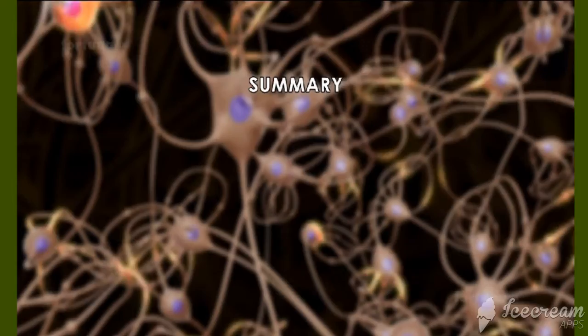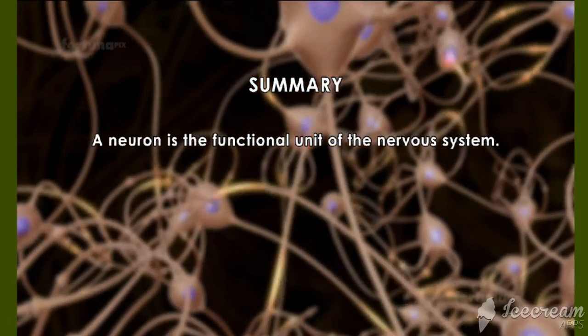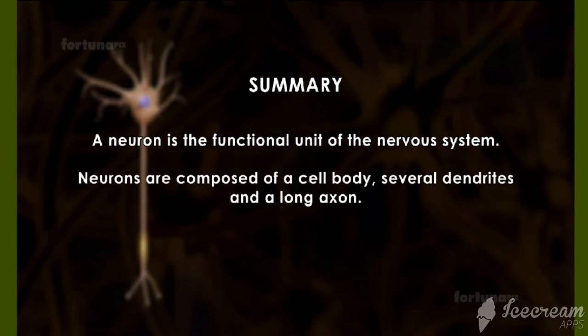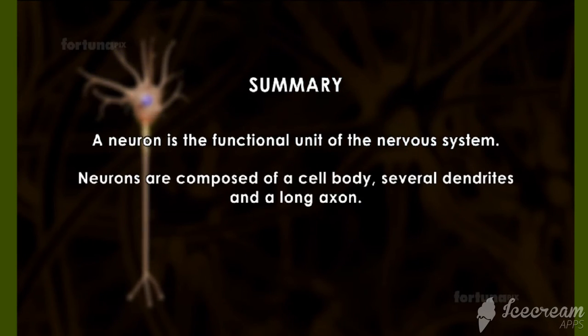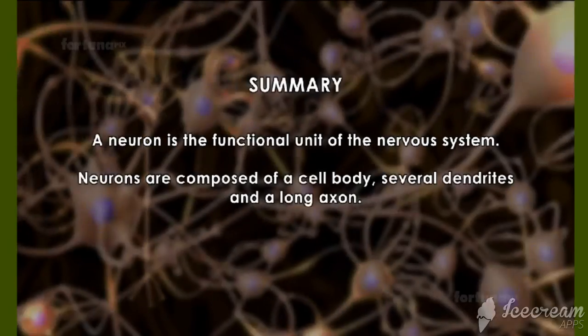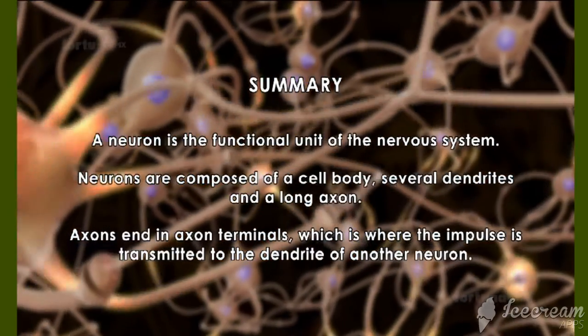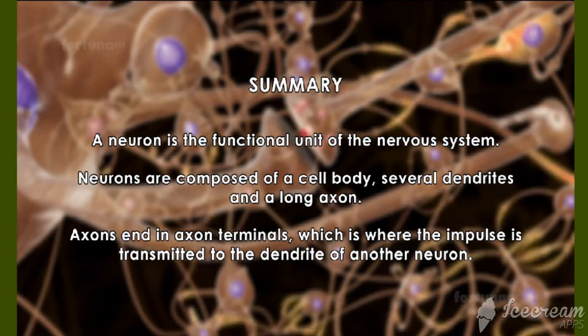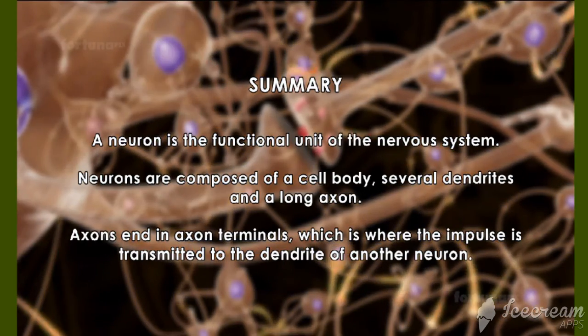Summary: a neuron is the functional unit of the nervous system. Neurons are composed of a cell body, several dendrites, and a long axon. Axons end in axon terminals, which is where the impulse is transmitted to the dendrite of another neuron.